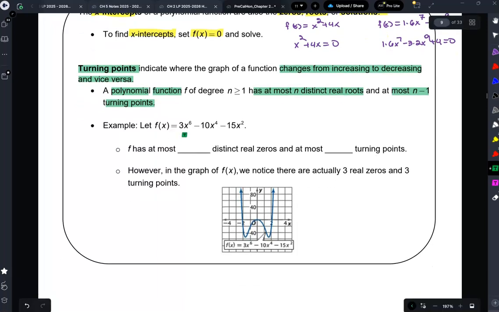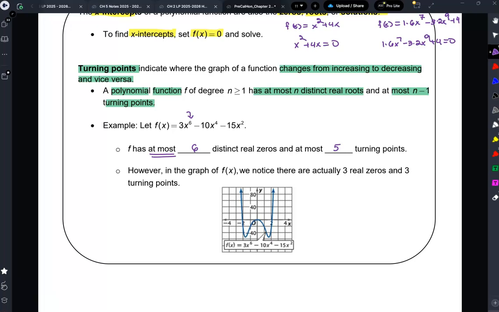So take a look at this. This is f of x. This is the degree. That means f can have at most 6 real zeros and at most 5 turning points. Why 5? 6 minus 1. Now, the key word is at most. It can have 4, it can have 2, it can't have 7. Okay?